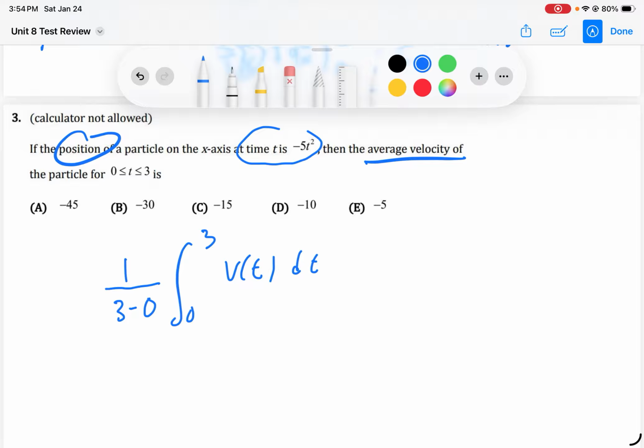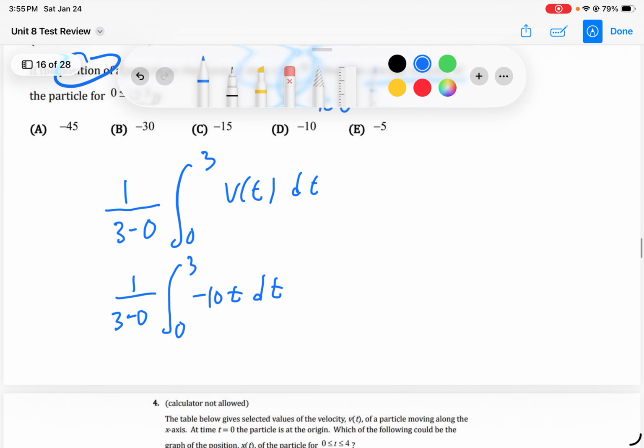Okay, I'm thinking about this a little bit differently. If this is position, velocity would just be -10t, right? I wonder if this is going to give us the same thing if we do average rate of change. Okay, I'm doing this right now for the first time. This could go terribly wrong or could be good. So if I find the antiderivative of that, what would that be? It's just 1 over 3 on front. The antiderivative of this would be t squared, 1/2 times -10, so it's -5.